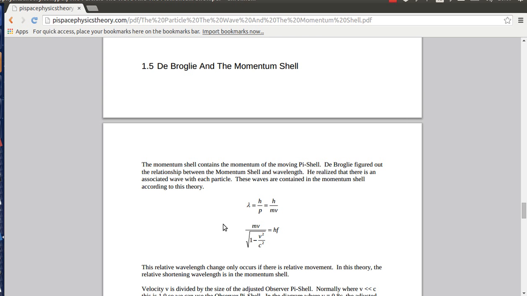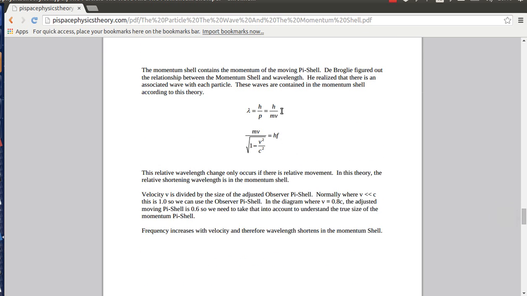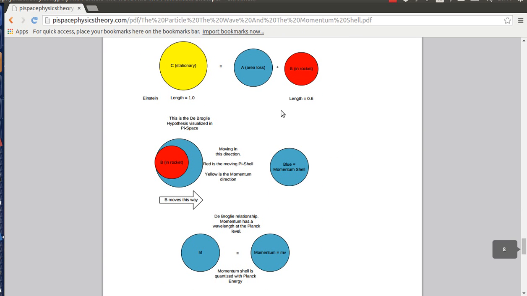Then there's de Broglie, and he showed there's a wavelength relationship between motion and Planck's constant, which is h over p, or h over mv. And if we wanted to draw that, we get the following. Again we get the stationary object, the area loss, and the rocket. This is your momentum pi shell, and in this momentum pi shell is hf, which is your momentum waves, and also the mv side of it.